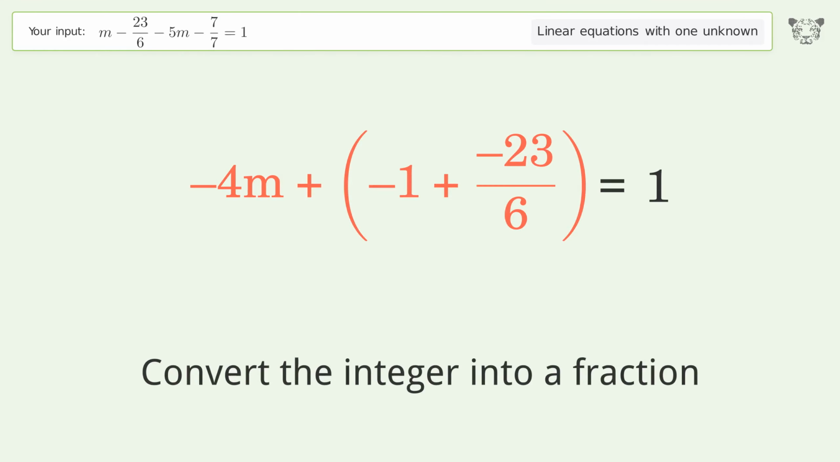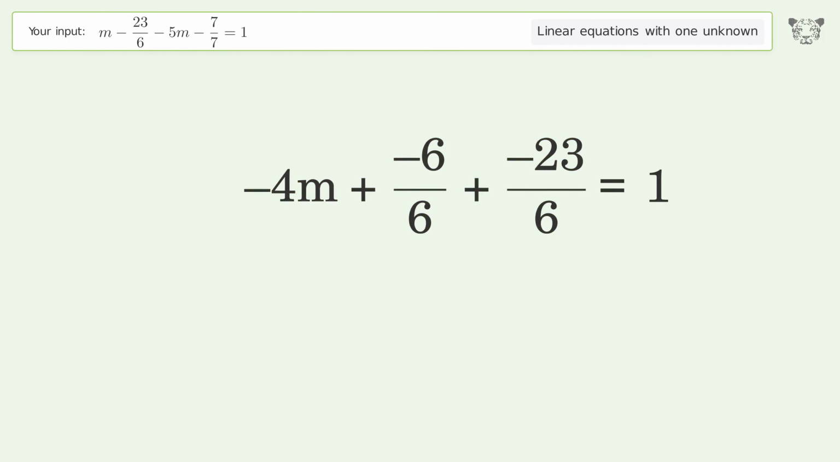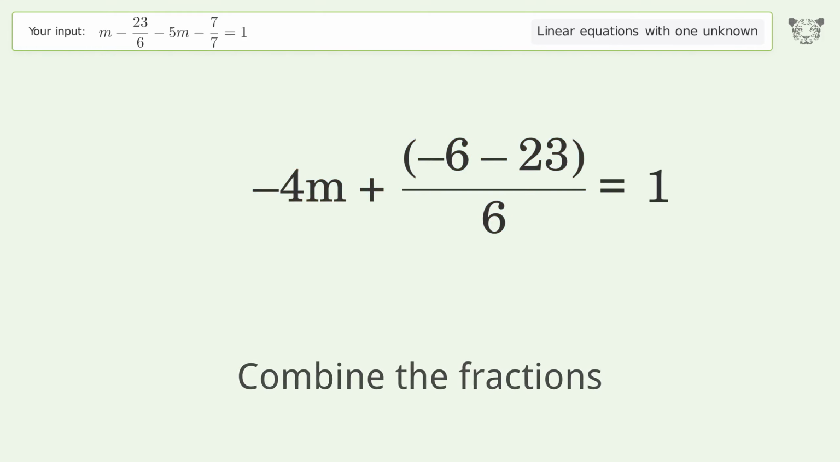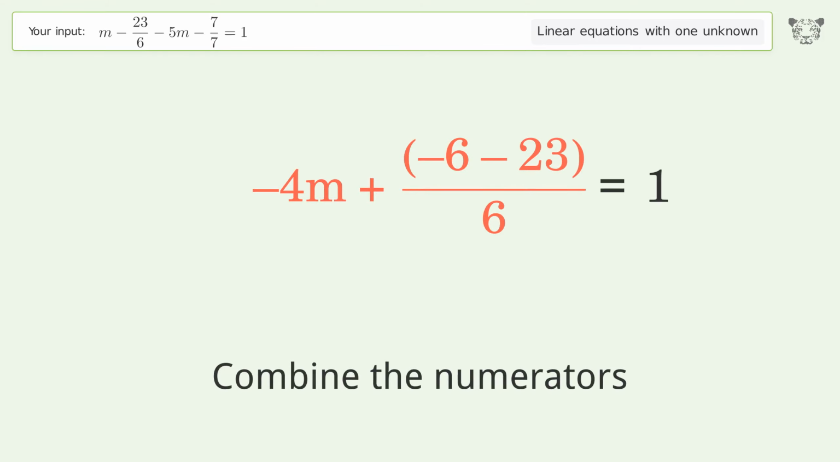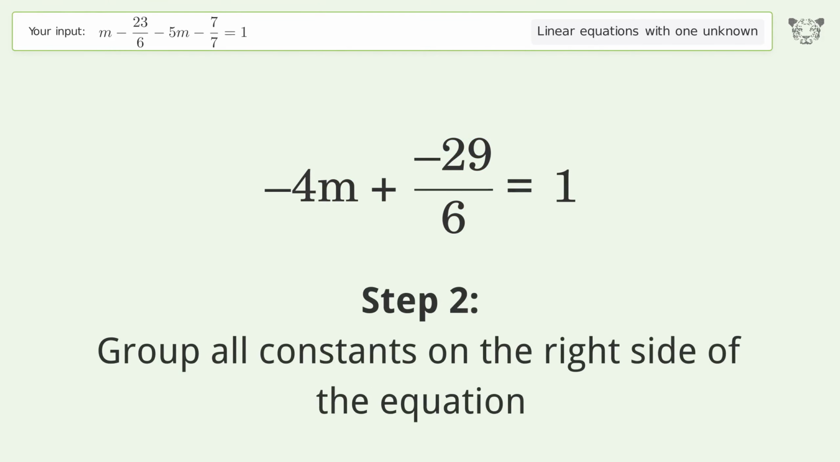Convert the integer into a fraction. Combine the fractions. Combine the numerators. Group all constants on the right side of the equation.